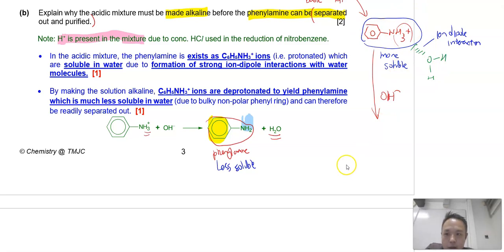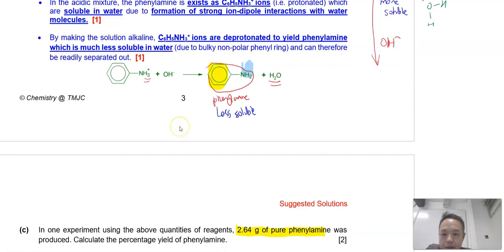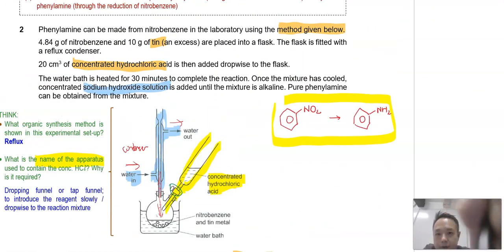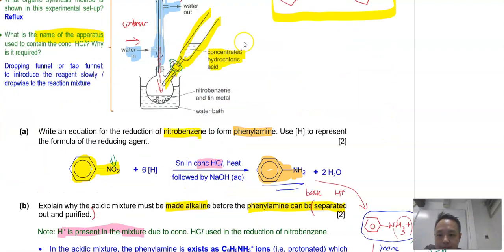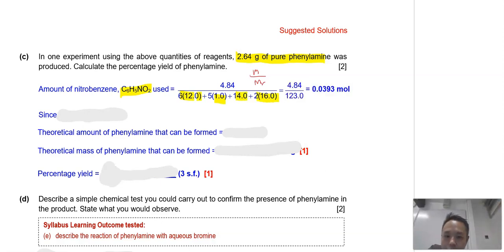Okay, moving on. We're supposed to calculate the percentage yield of phenylamine. So we look at the quantities required. We have 4.84 grams of nitrobenzene. We know that tin is in excess, so that wouldn't be our consideration. We focus on the limiting reagent, 4.84 grams of nitrobenzene. Okay, so 4.84 grams of nitrobenzene, how many moles is that? We basically use mass over Mr. So mass over Mr of nitrobenzene: 6 carbons, 5 hydrogens, 1 N, 2 O's. You work out the number of moles, you get 0.0393 moles.